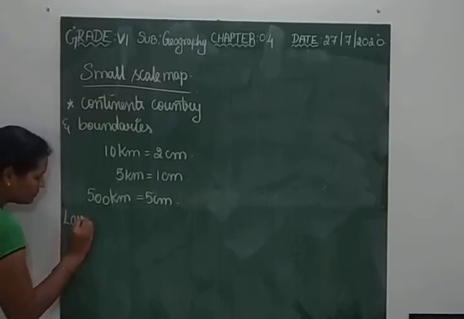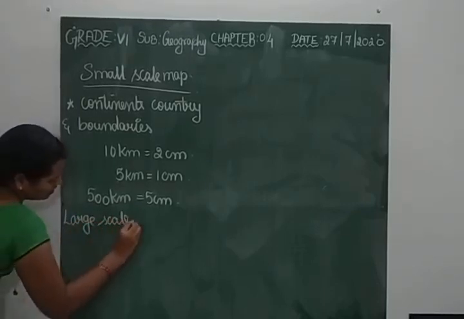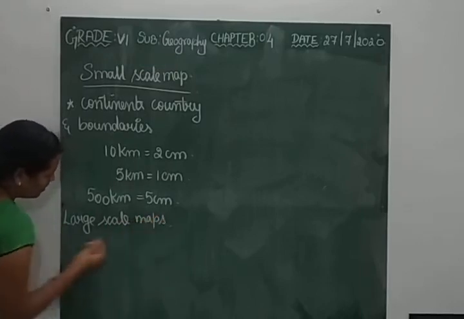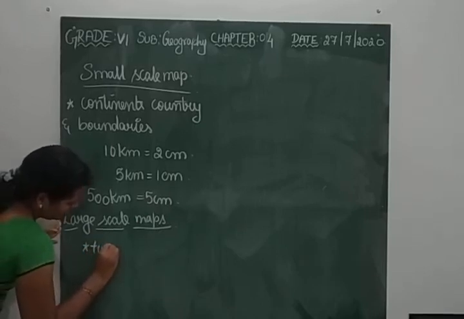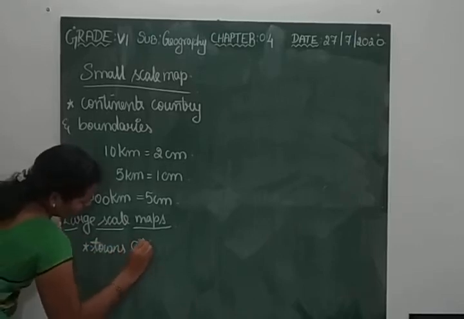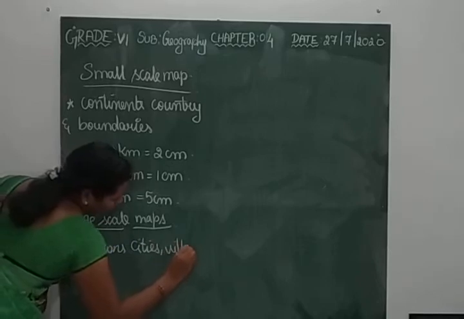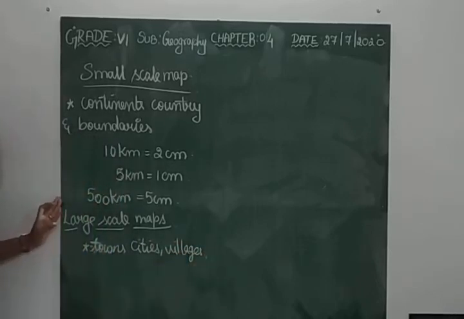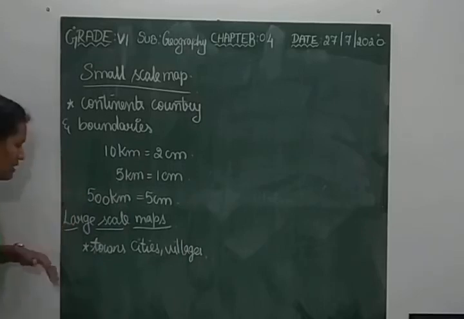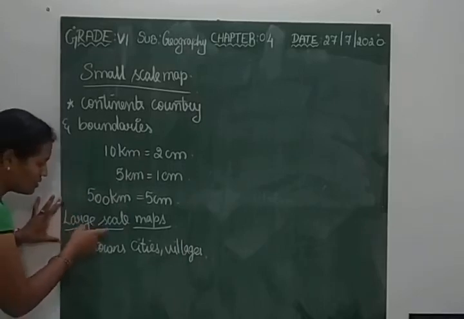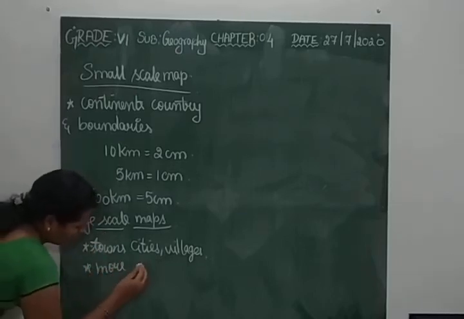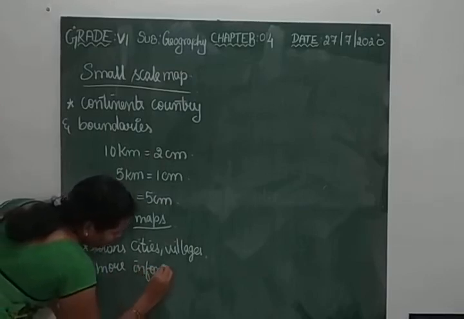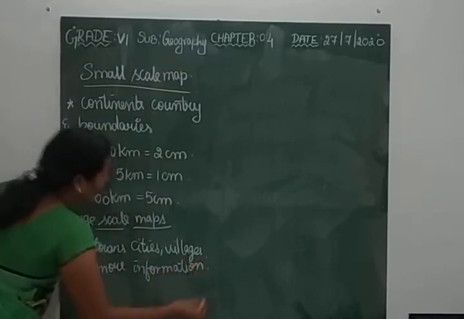Then large scale map, which contains the information about the towns, cities, villages. It will contain the information about the town, village and all the places in the cities and districts. And this large scale map will contain more information than the small scale map.